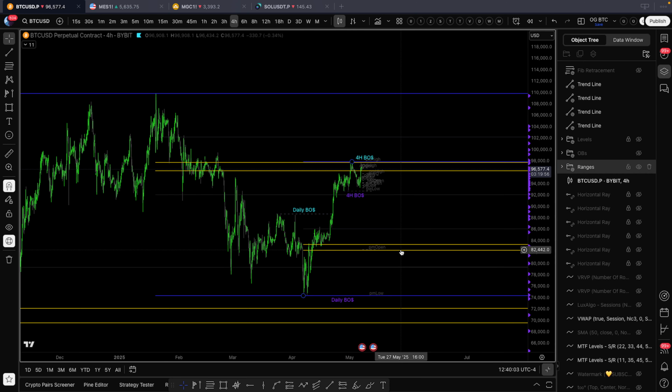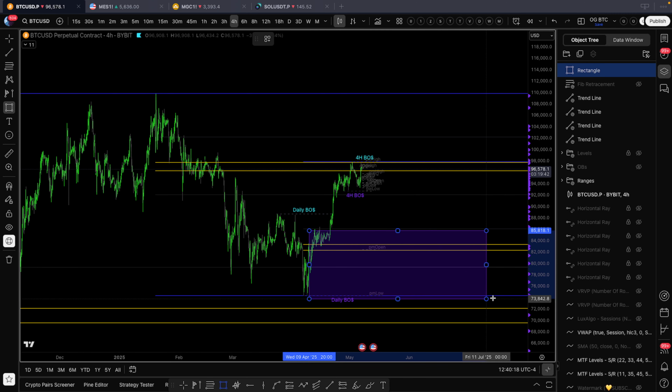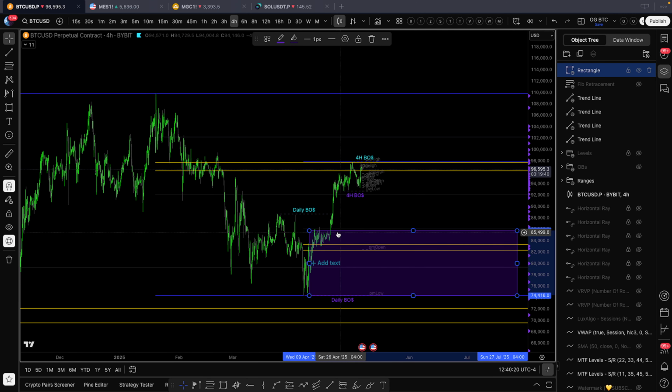Same thing if we come down here, from this low to this high is your range on the lower time frame. And same exact scenario, but flipped. If we come down here in this section, this is going to be your discount section. This is where you want to look for the highest probability long scenarios.